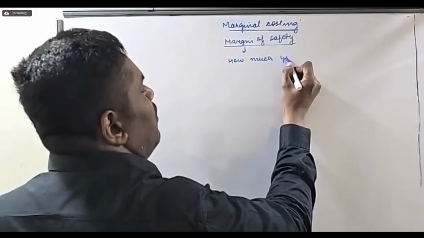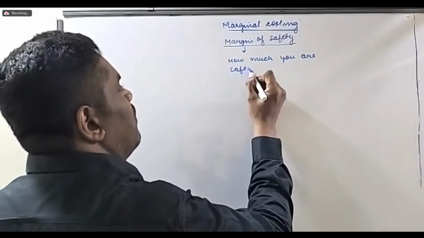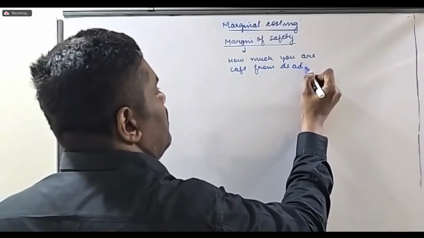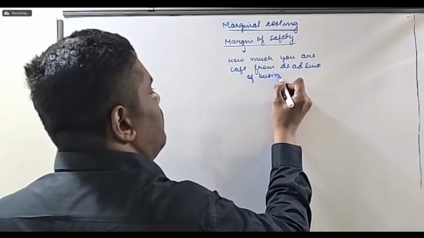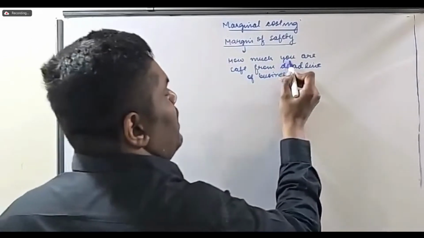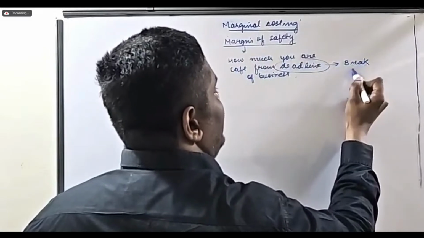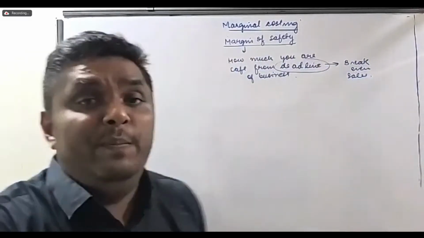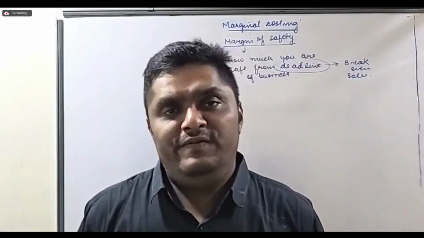How much you are safe from the deadline of business. When talking about deadline, they are talking about what? Break even sales. So आप break even point से कितना ज़्यादा safe हैं? That is all what margin of safety is.